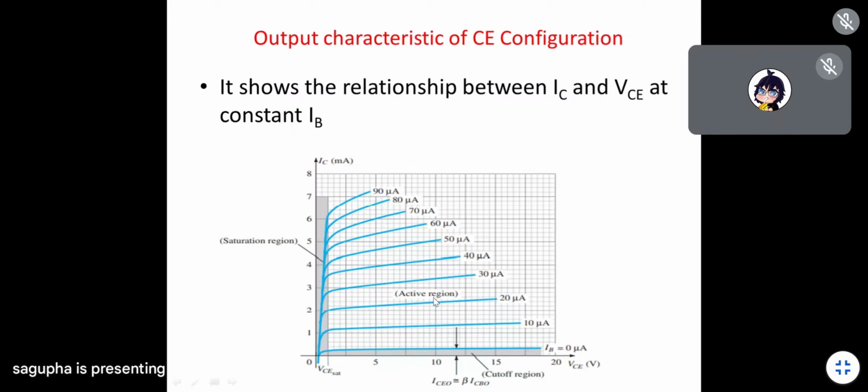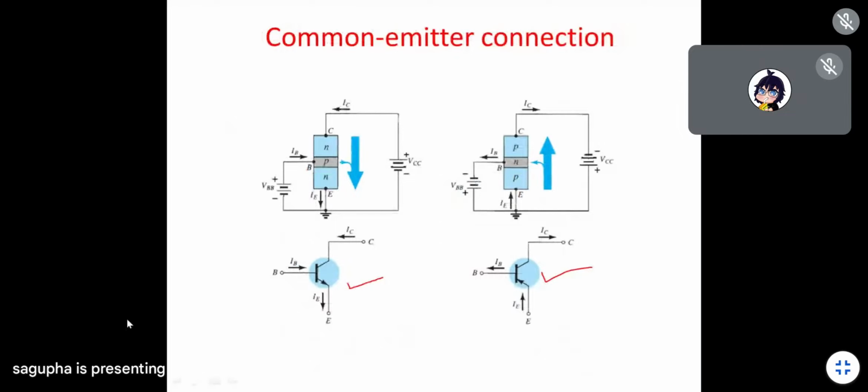So what happens in the active region? What will my circuit look like? For the active region, my base emitter junction should be in which bias? Forward or reverse bias? Forward bias, ma'am. Forward bias.